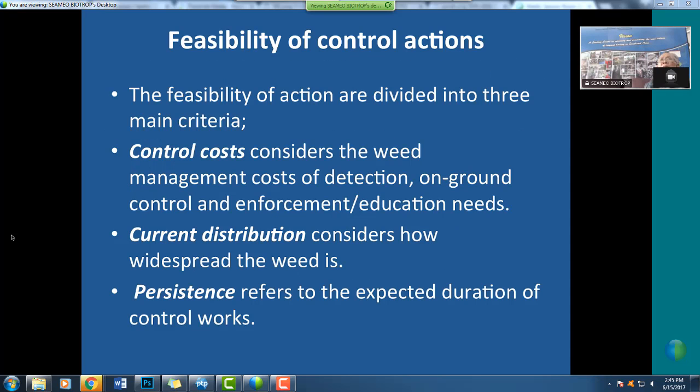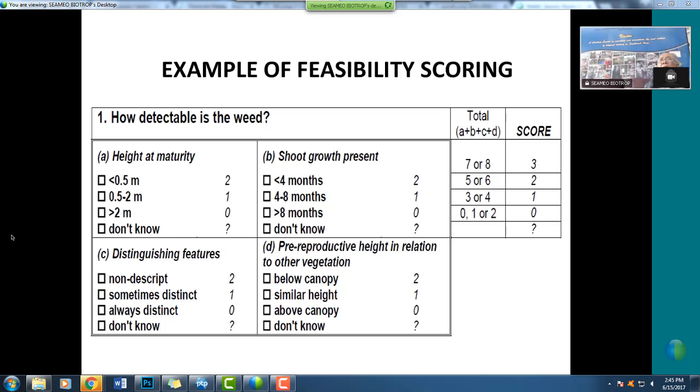Next slide. Then the feasibility of control action also consists of 3 criteria: control cost, current distribution, and persistence. Next slide, please. And this is an example of feasibility scoring. How detectable is the weed? This again contributes to the cost of control. Detecting the weed or invasive alien species will be scored between 7 and 8, giving score 3.